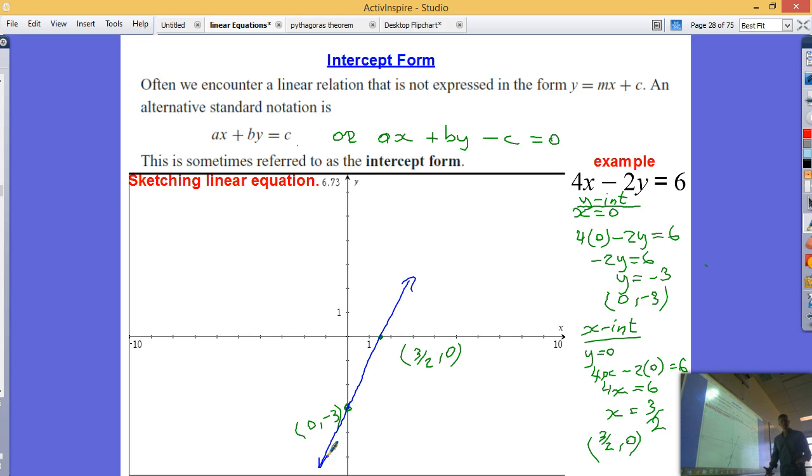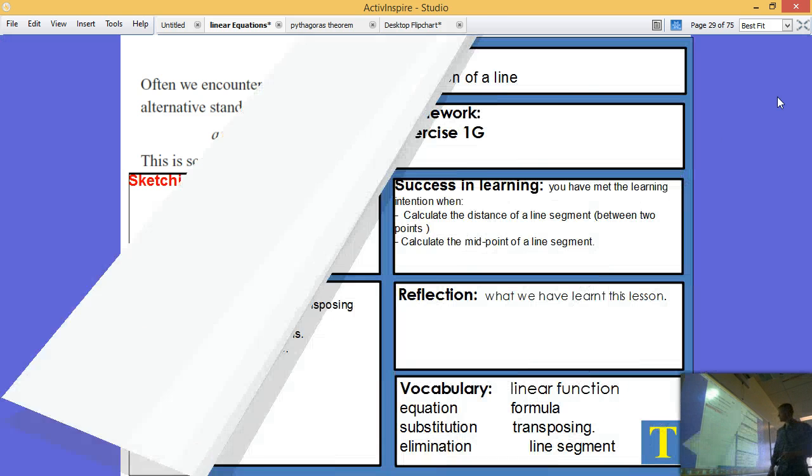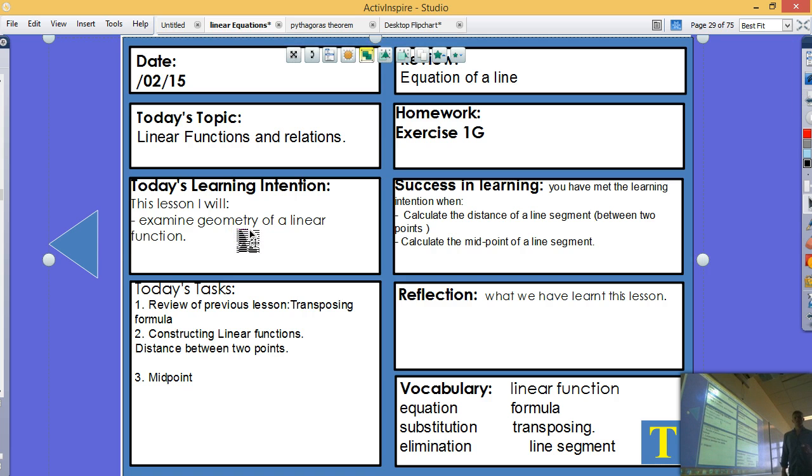Okay? Very good. What I'd like you to do now is review this work by studying the video, and please have a look at the exercises that were set and required for your homework. Yep, and we're done. Next class we're going to start to look at the geometry of a linear function. And that's going to be a fun and interesting extension to our learning. All right.